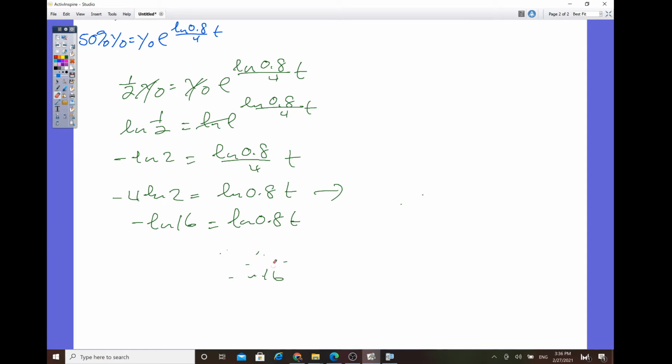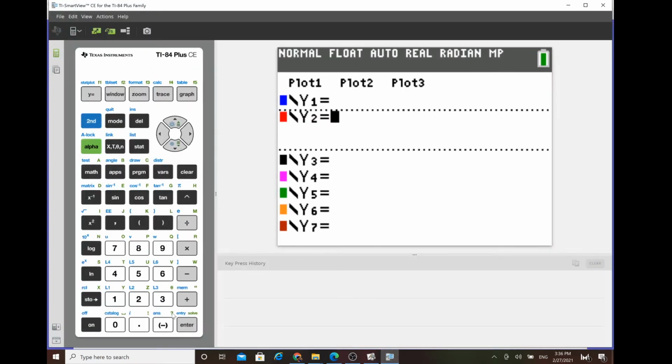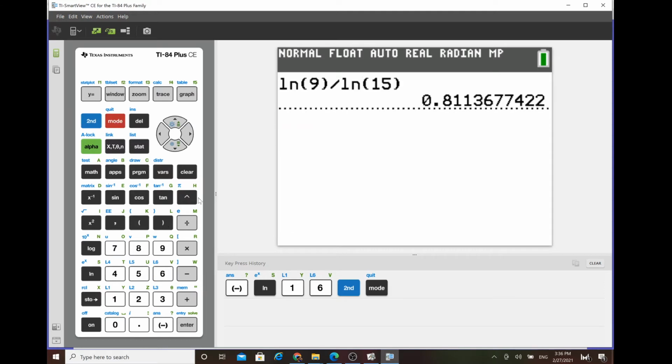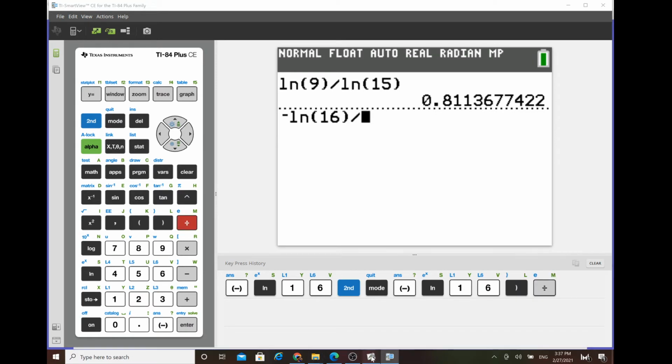Okay, so this one, the final form right here. You guys can see what I did wrong. So divided by natural log of 0.8. So do that on the calculator. So negative natural log of 16, divided by natural log of 0.8. Oops, going back to the normal window.